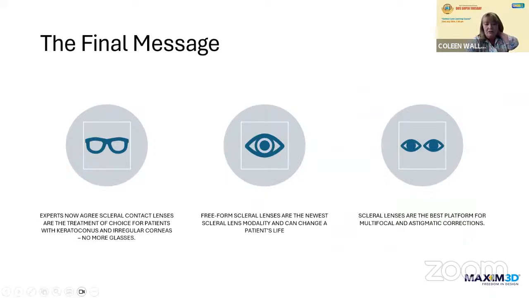Patients and experts all will agree the scleral lenses are the best option over glasses. Our freeform scleral lenses are life-changing. Multifocal and astigmatic corrections are also available. We can make a front toric scleral lens if the patient has residual astigmatism that needs correction.